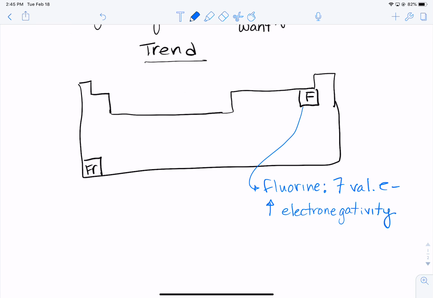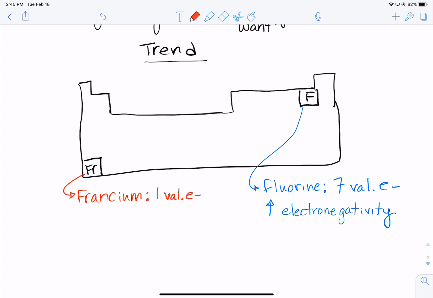How about francium? How many valence electrons does francium have? One. It has one. Good. It's in the alkali metals. It has one valence electron. Does it want more electrons? Well, I mean, if it did, it would need seven more. So is there like a strong desire to gain more electrons? No. Not really. It doesn't really want them.